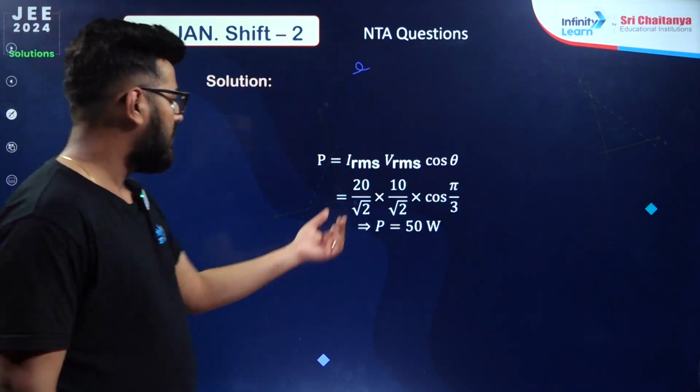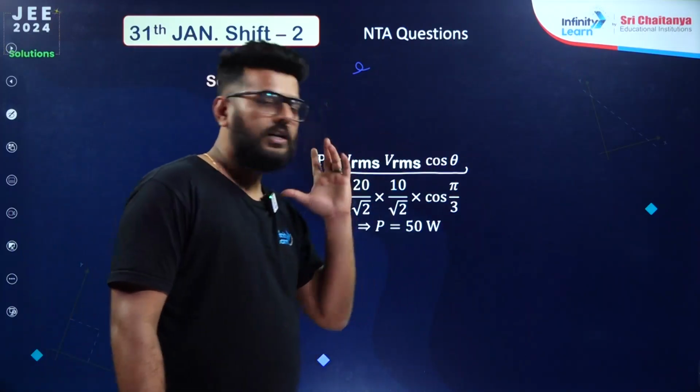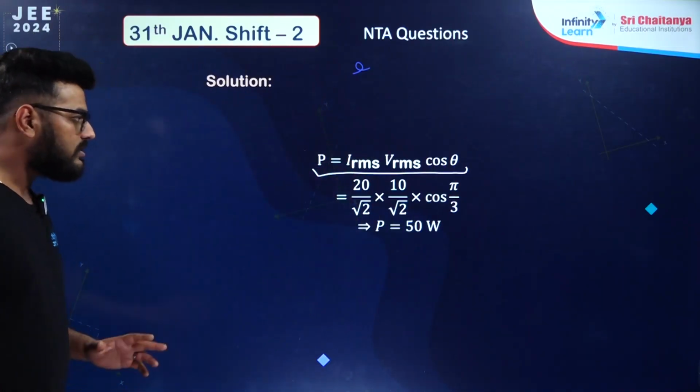As you can see over here, VRMS, IRMS into cos theta, where cos theta is the power factor. Okay, 50 watt is the correct answer.